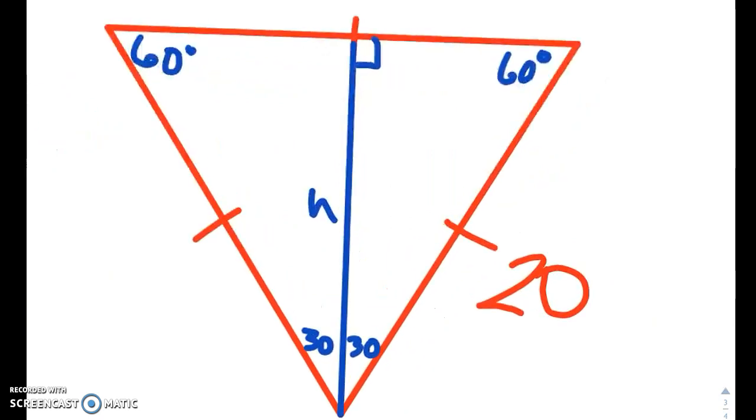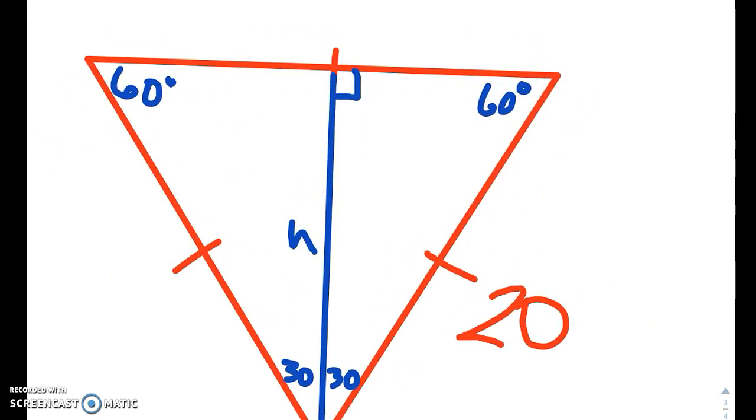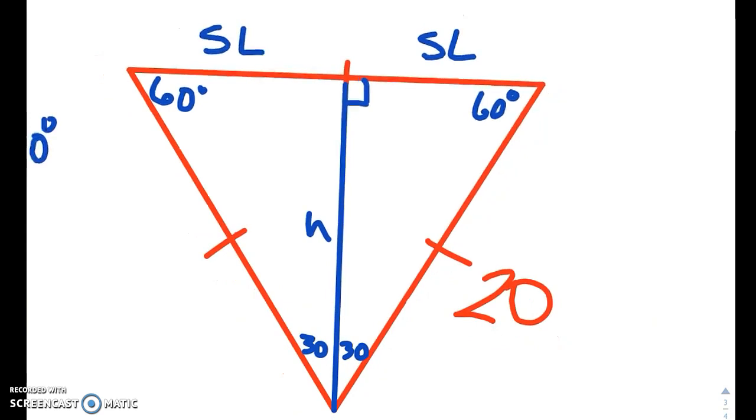So we need to identify short legs and long legs. The 30s are at the bottom, so the short leg is at the top. These are the short legs. And then H is the long leg of both of the right triangles. So we need to get to the long leg from 20, which is the hypotenuse. Remember, we cannot go directly from hypotenuse to long leg. So we must go all the way around the triangle by going to the short leg first and then to the long leg. In order to go from hypotenuse to short leg, we divide by 2.